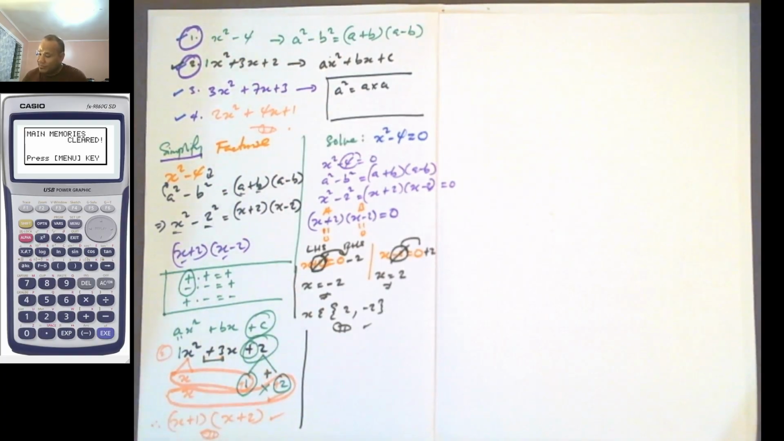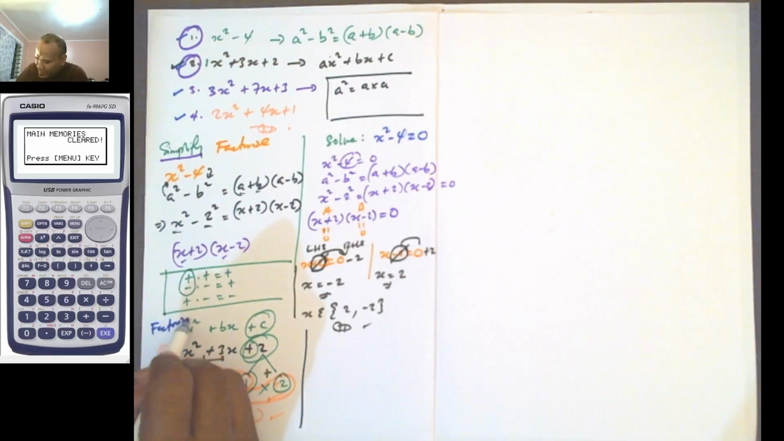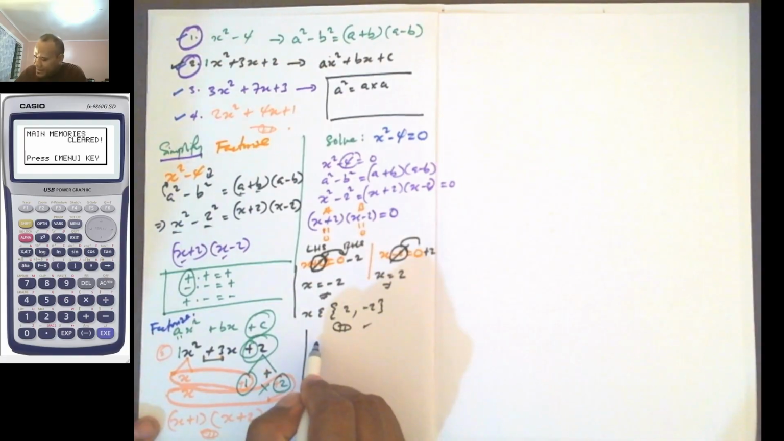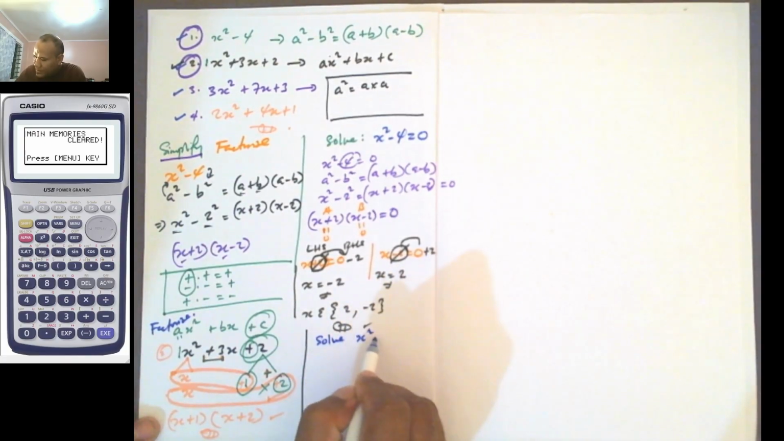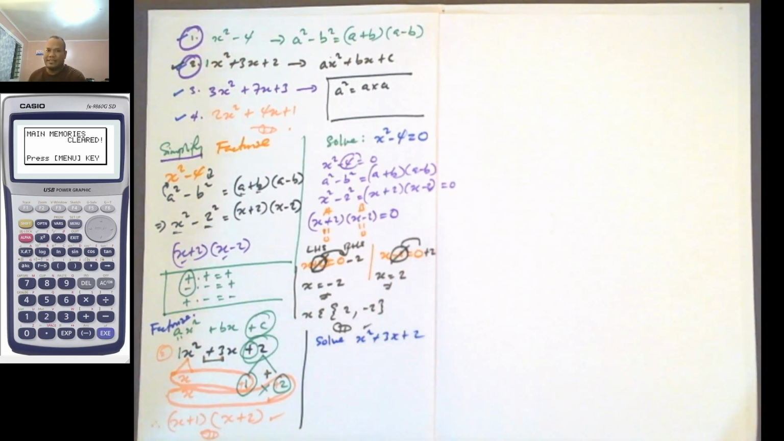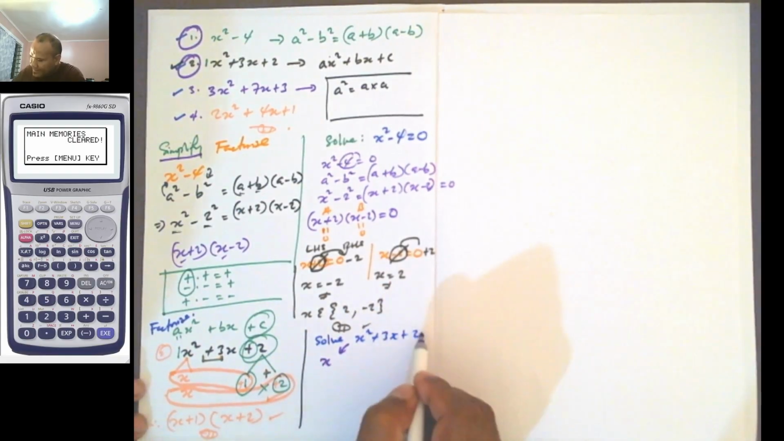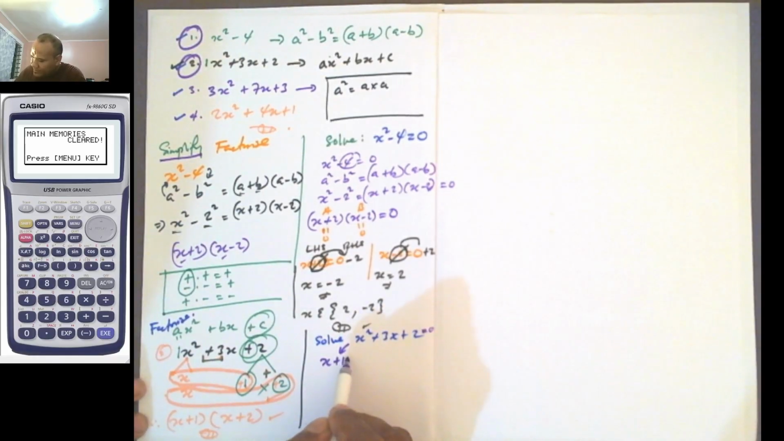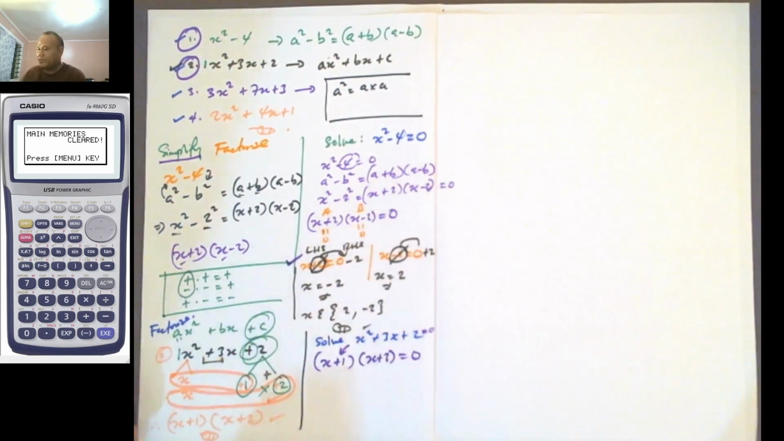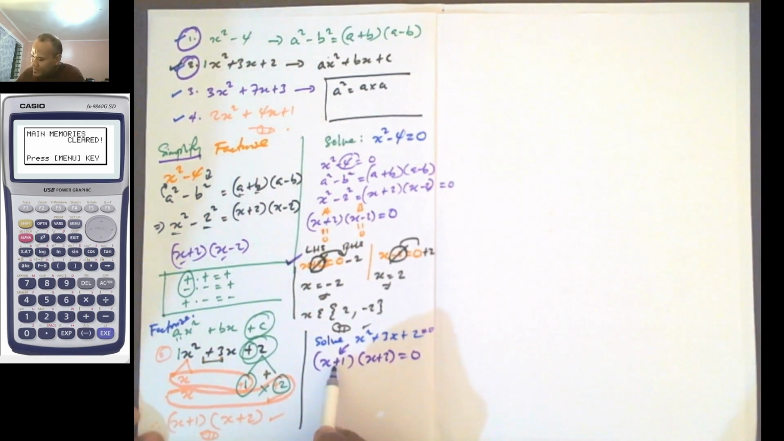Now if they're asking us to factorize, this is a normal factorization. But if they're asking us to solve x squared plus 3x plus 2, then we'll perform the same factorization. So the factored form of x squared plus 3x plus 2 is x plus 1 into x plus 2 equal to 0. Since this is equal to 0, I'll equate this to 0, x plus 1 equal to 0, and I'll equate this to 0, x plus 2 equal to 0.